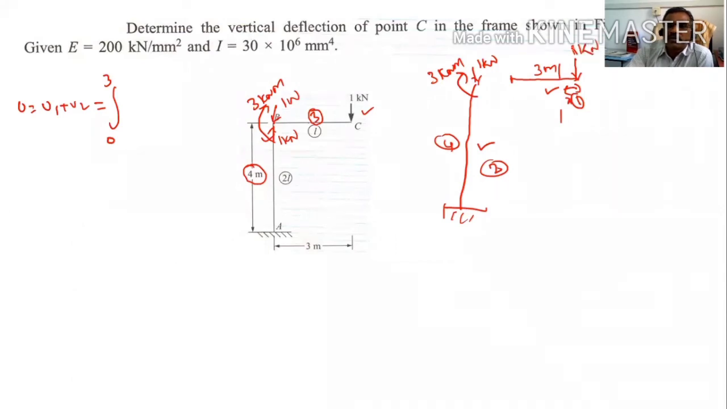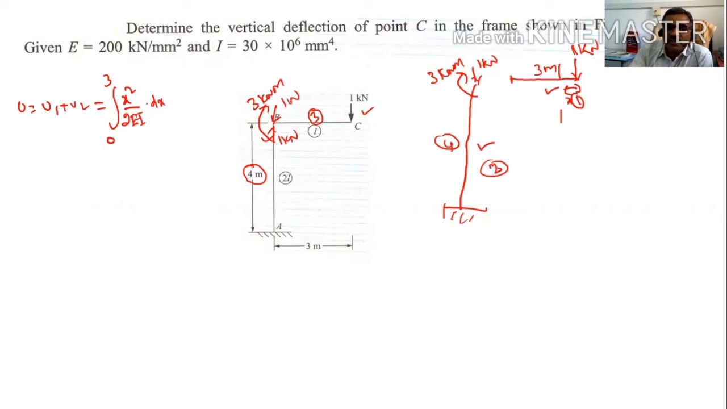1 kilonewton. Then M square. What is the value of M? 1 into X, so X. M square is equal to X square. Moment is equal to X, because load is equal to 1 and distance is equal to X, so 1X. M square divided by 2EI into dx. This is the strain energy equation for beam 1.